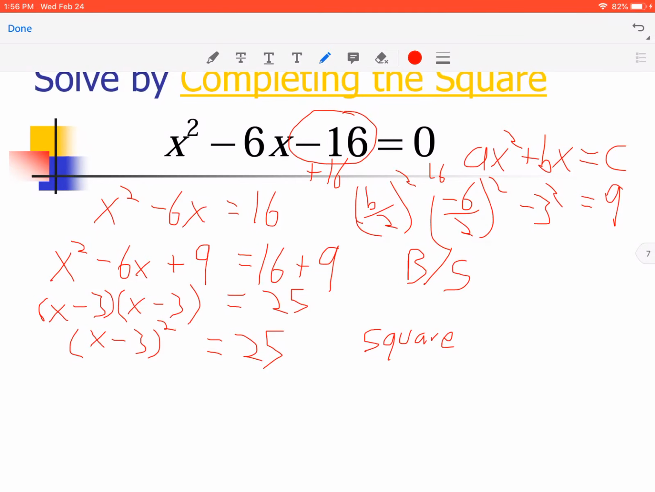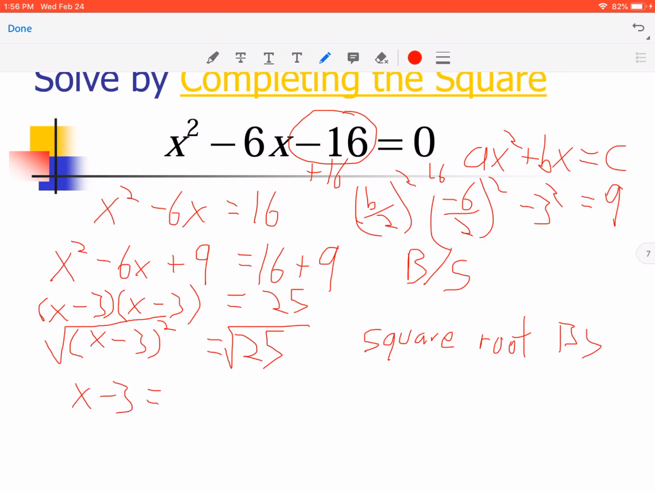That's going to get rid of the square. Now you're going to hear me say "square root BS." That means both sides. So if I square root the left, I've got to square root the right. Square root cancels the square, so I've got x minus 3 equals, remember with square roots, there's two possible answers. There's a positive 5, because 5 times 5 is 25, but there's also a negative 5.